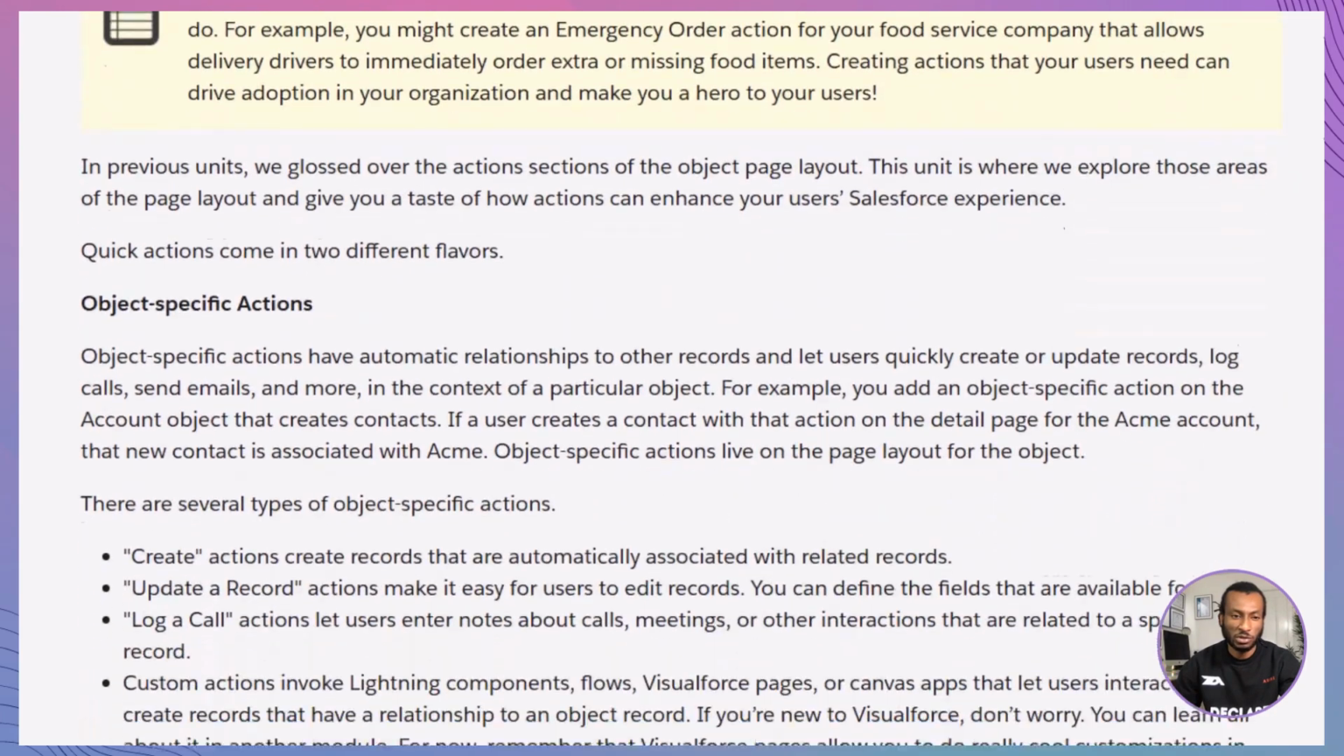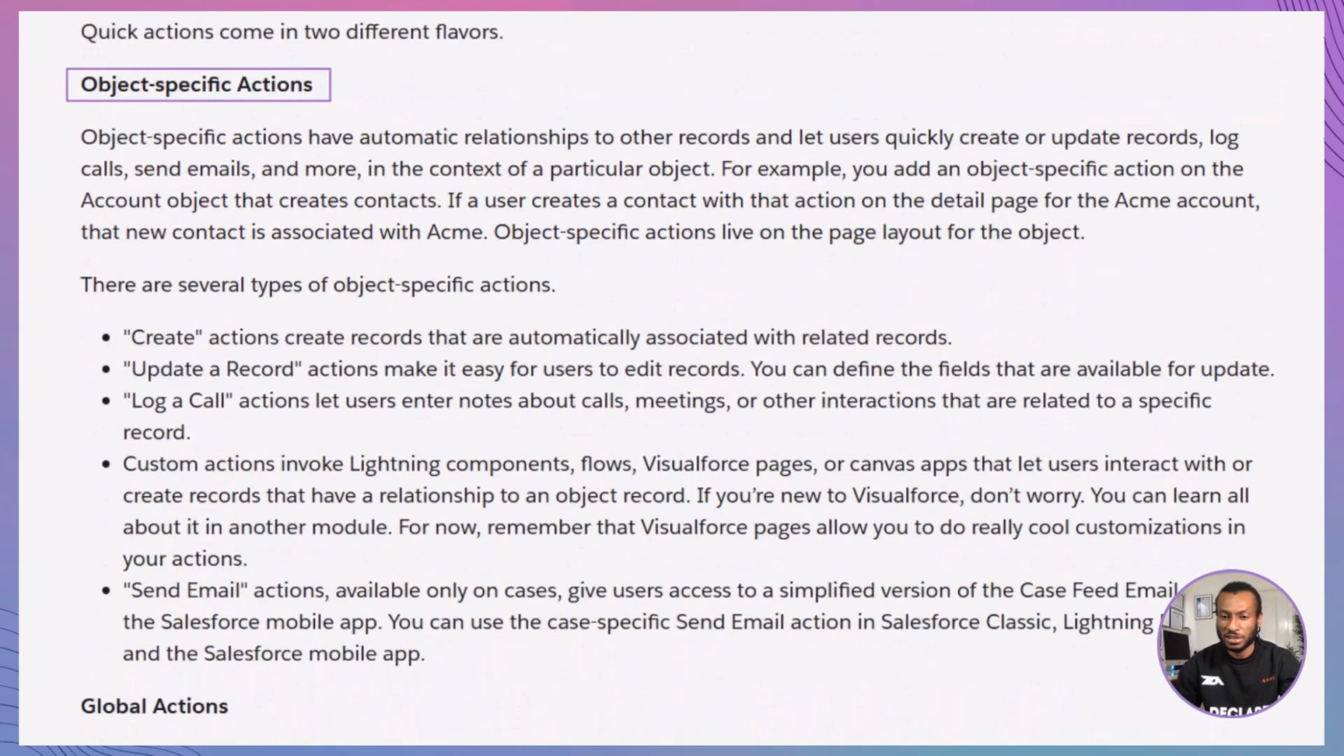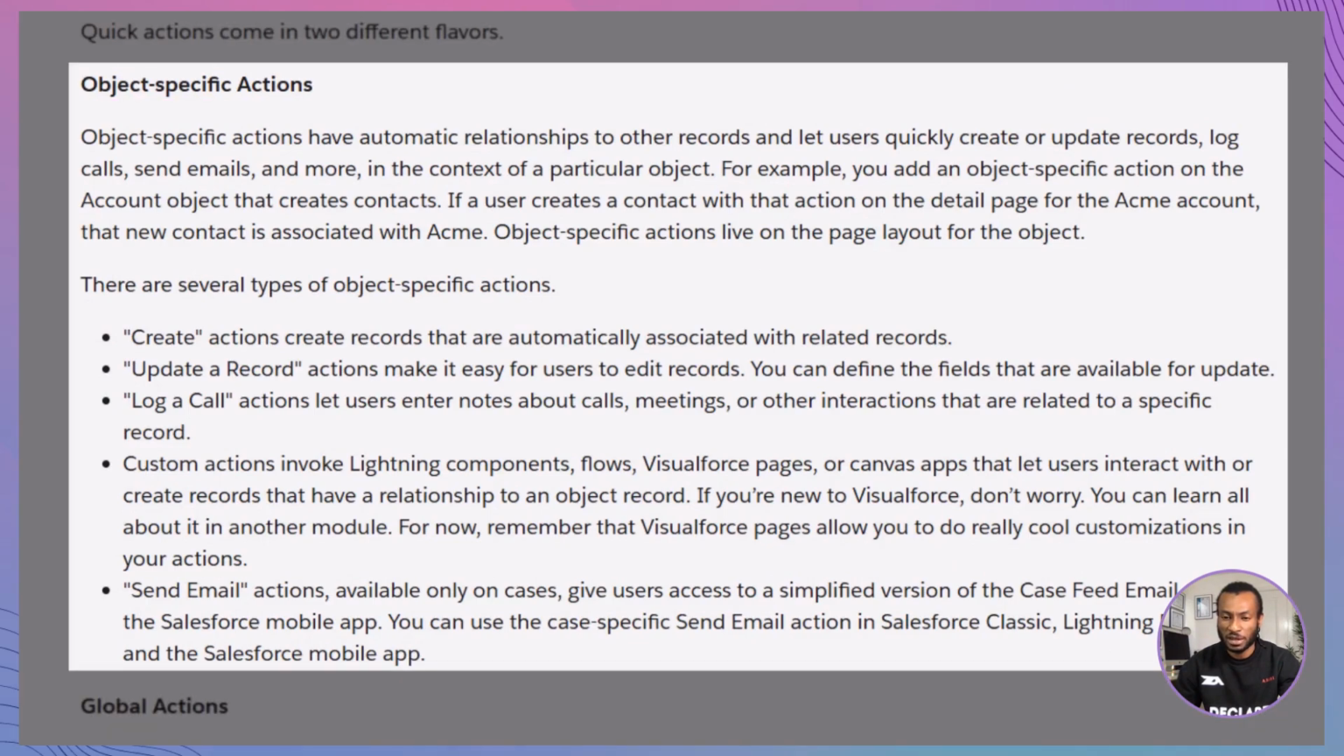Quick actions come in two different flavors: object-specific actions. These have automatic relationships to other records and let users quickly create or update records, log calls, send emails, and more in the context of a particular object. For example, you can add an object-specific action on the account object that creates contacts. If a user creates a contact with that action on the detail page for the Acme account, that new contact is associated with Acme. Let's take a look at some types of object-specific actions in Salesforce.